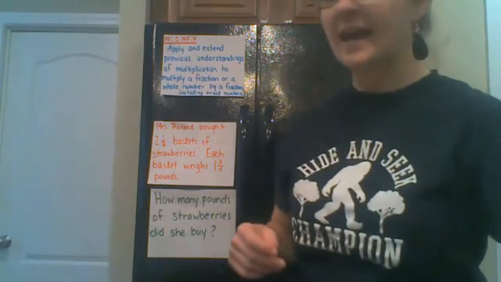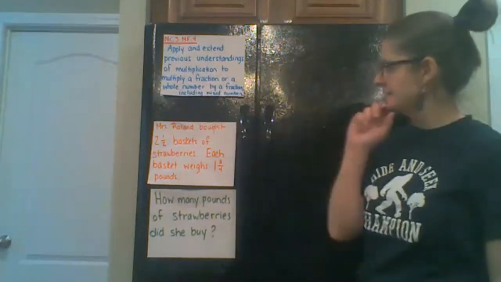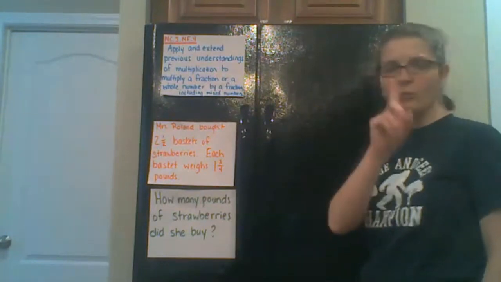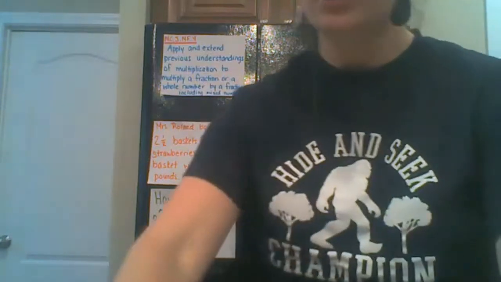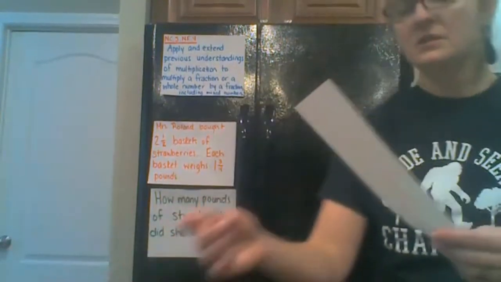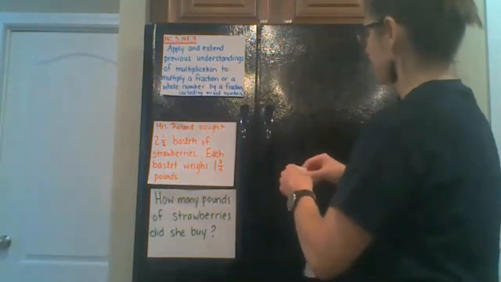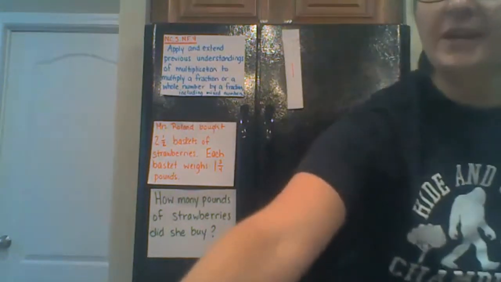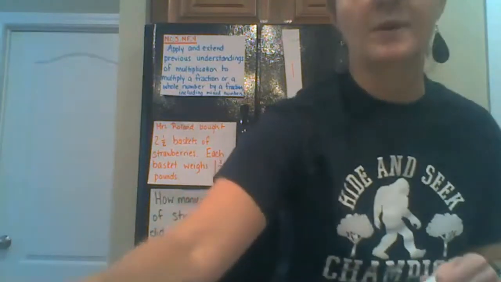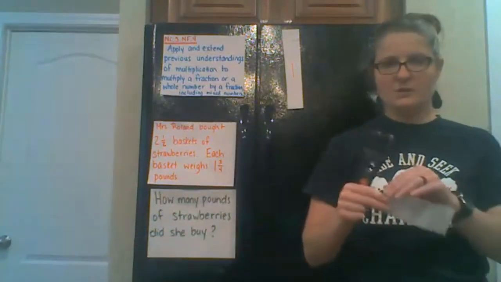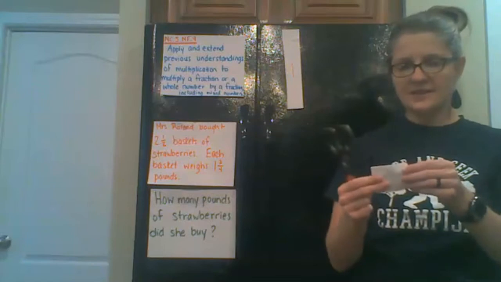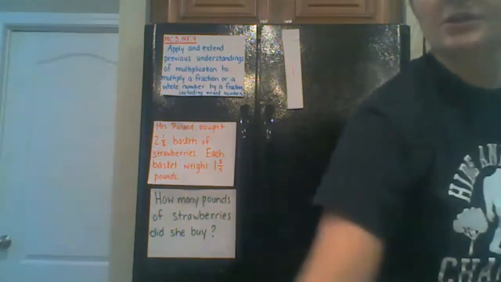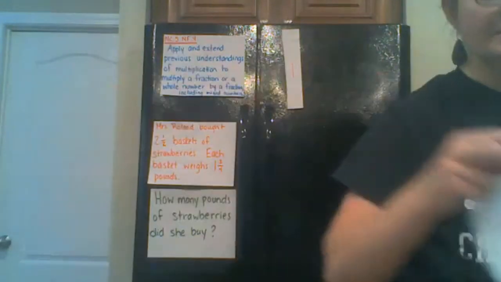So let's actually set this up. I want to show 1 basket of strawberries. Let me start with showing 1 basket. So I know that each basket weighs 1 3/4 pounds. So I'm going to make my fourths. Remember, our denominator tells us how many make a whole, right? So we're going to cut this into fourths.